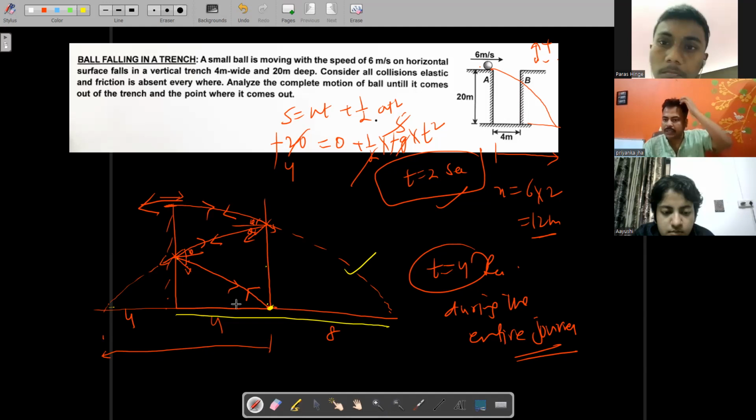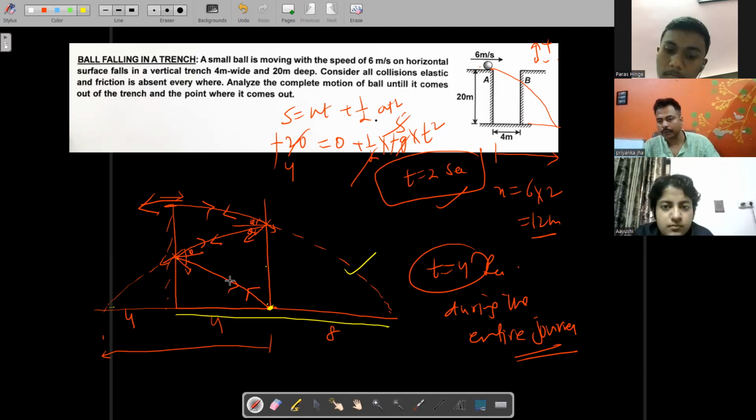Because this is a completely elastic collision, it will rebound at the same angle at which it hits the ground or wall. So angles are always the same. That's why it will follow the same path. Okay, sir. Got it.